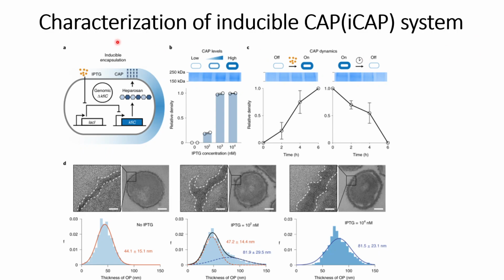In this video, we will discuss the characterization of this inducible cap system, or iCAP system, from the findings that they found in the previous experiment that we discussed in our previous video. That is, the phage is sensitive to the heparosan residues on the bacteria, or it can act on the bacteria where heparosan residues are present.